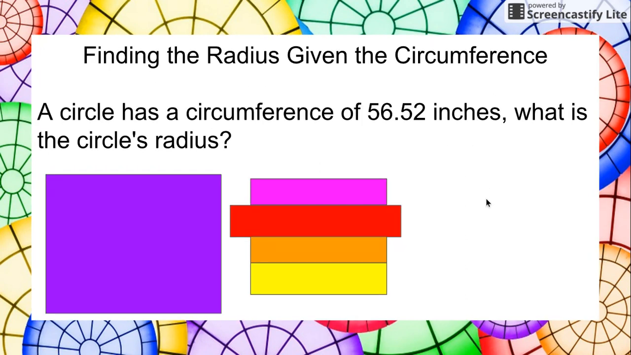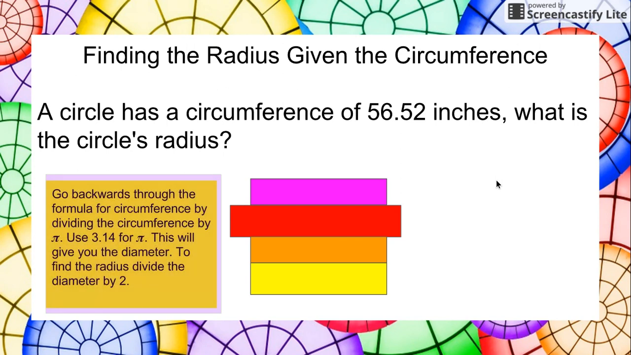If we were asked to find the radius given the circumference, there'd be one extra step to the last problem. Because the radius is half the diameter, lastly, we would divide by 2. So for example, if a circle has a circumference of 56.52 inches, what is the circle's radius? So we go backwards through the formula for circumference by dividing the circumference by pi. Use 3.14 for pi. This will give you the diameter. To find the radius, divide the diameter by 2.